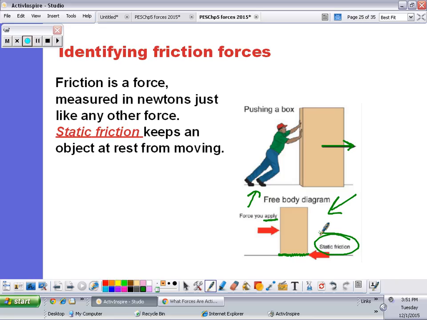Right now, these tables have static friction, which is keeping them in the place on the floor in the classroom. Your book sitting on the desk has static friction. It's keeping it where it's at. Until you overcome that static friction, that object's not going to move.